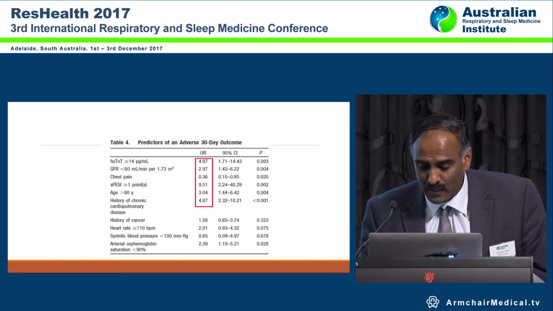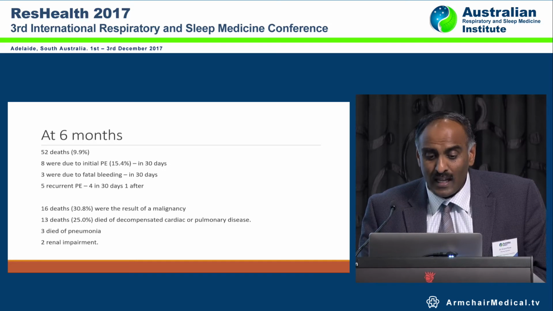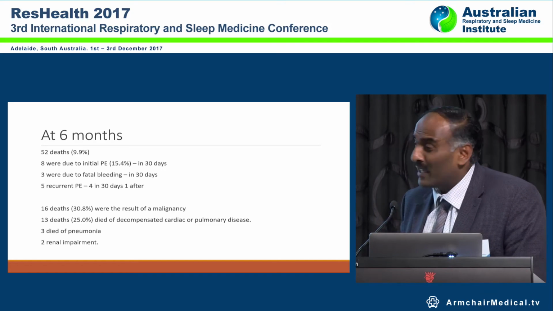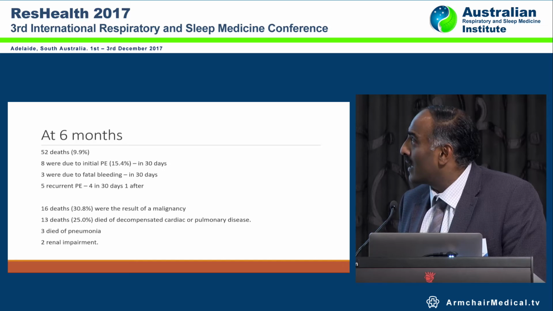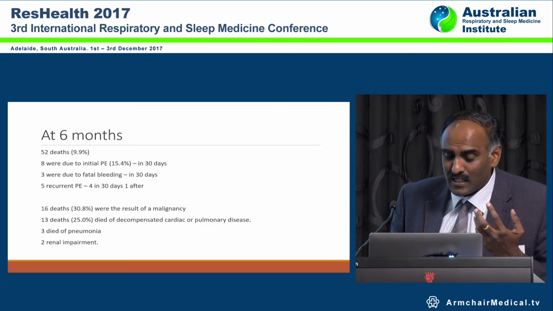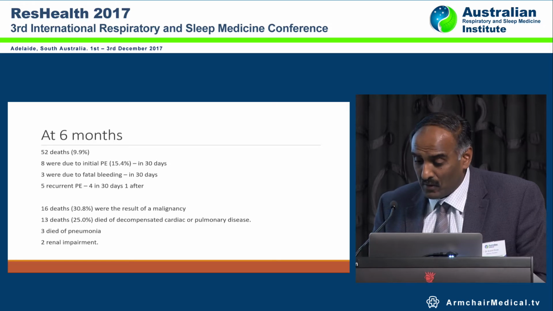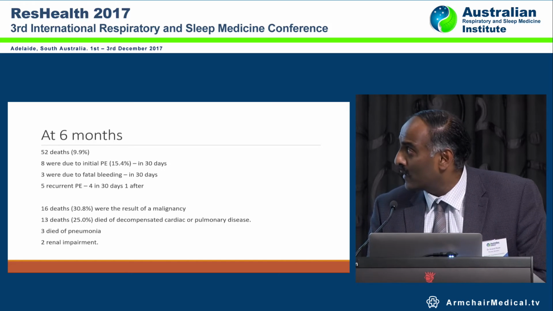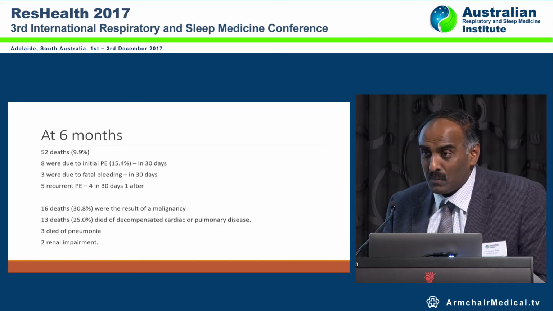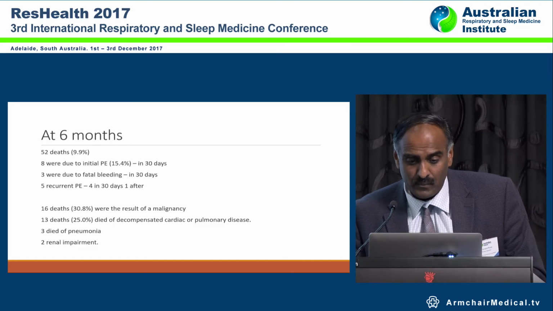At 6 months, again, there were 52 deaths, roughly 9.9%, and quite a few were not related to pulmonary embolism. So this has to be factored into the thinking process and in decision making. And one has to interpret the data carefully. Not all deaths post-pulmonary embolism are related to PE.